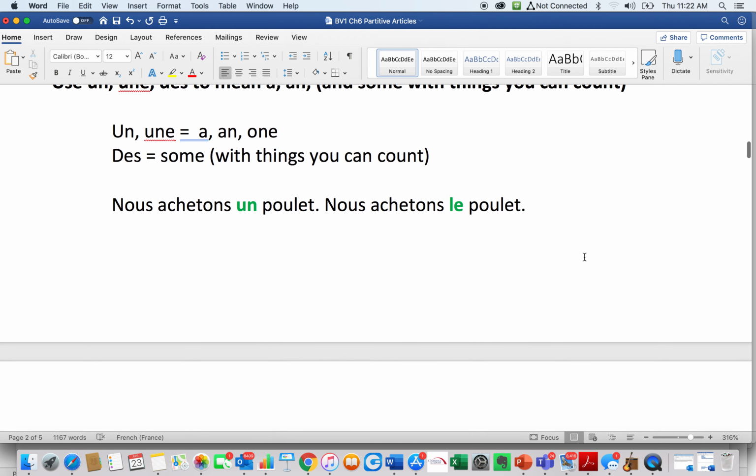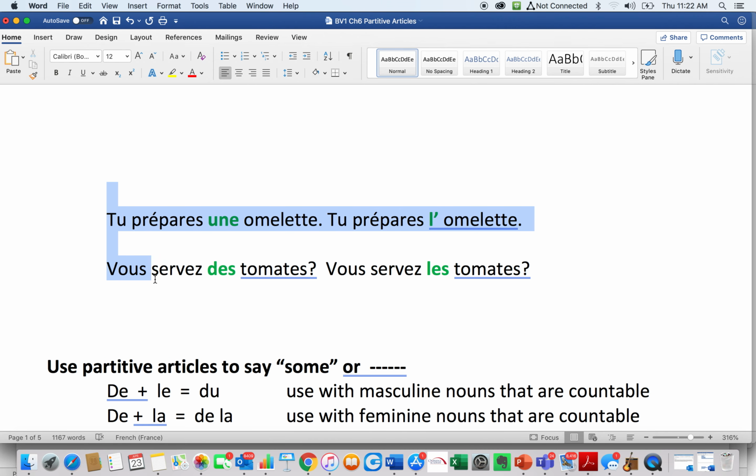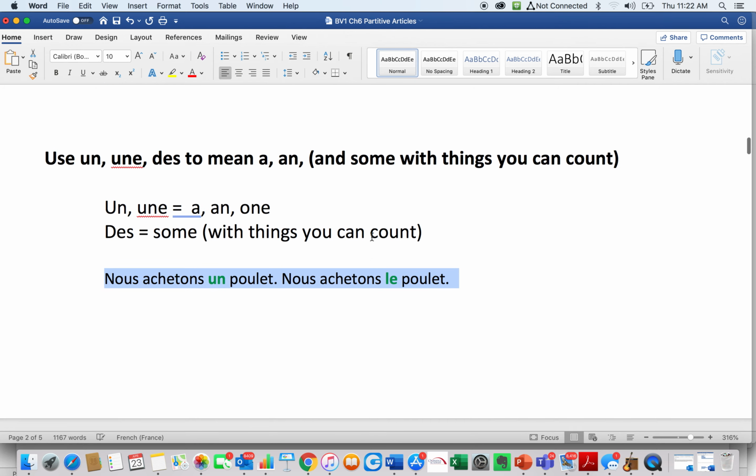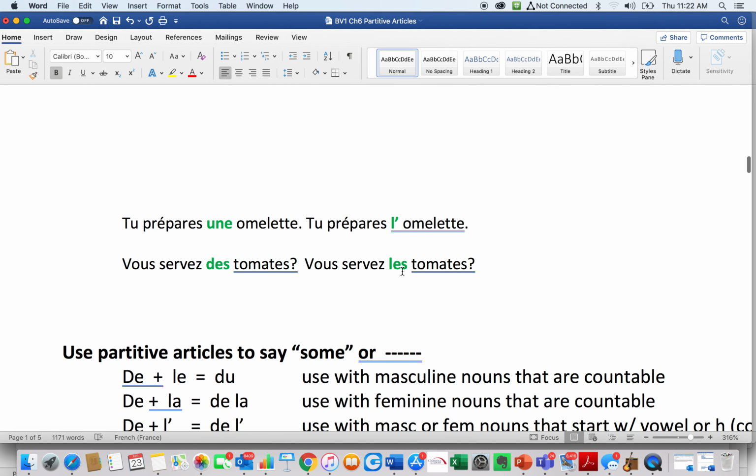Okay, so now let's go back at these. Let's look at those three sentences really fast. We'll do our quick preview because we're really cool people. Okay, so now look at this. I could also say nous achetons du poulet. So here we have a chicken, the chicken, and now that's some chicken. Okay? So now we have tu prépares l'omelette. Well, guess what? We can't use the partitive article with omelette.